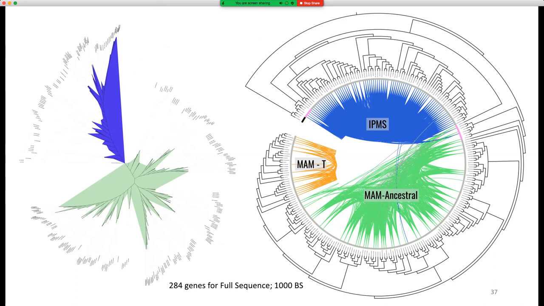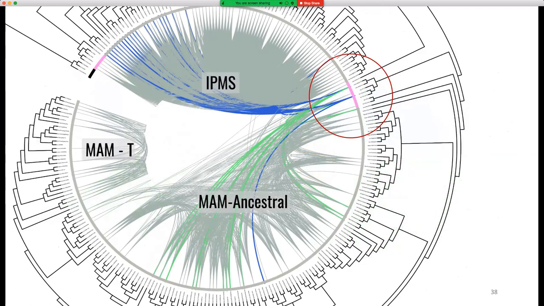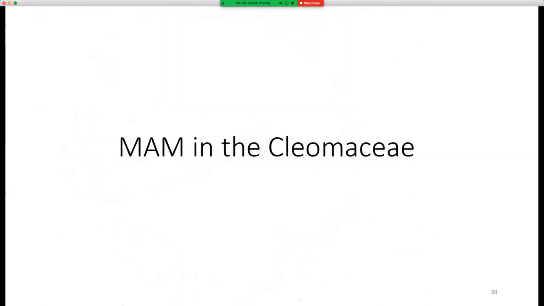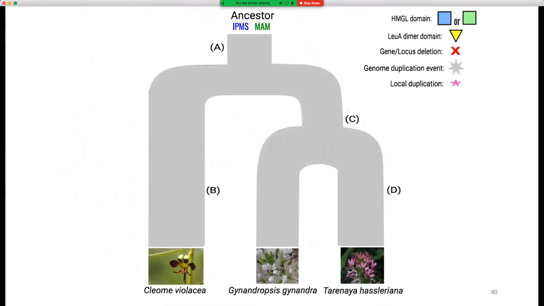When we zoom in a little closer here, we see that there is actually a bit of discrepancy. So most genes fall into one cluster or the other, but there are certain genes here that show some dual relationship, and they happen to be found in the Cleomaceae. So let's take a closer look at what's happening here.